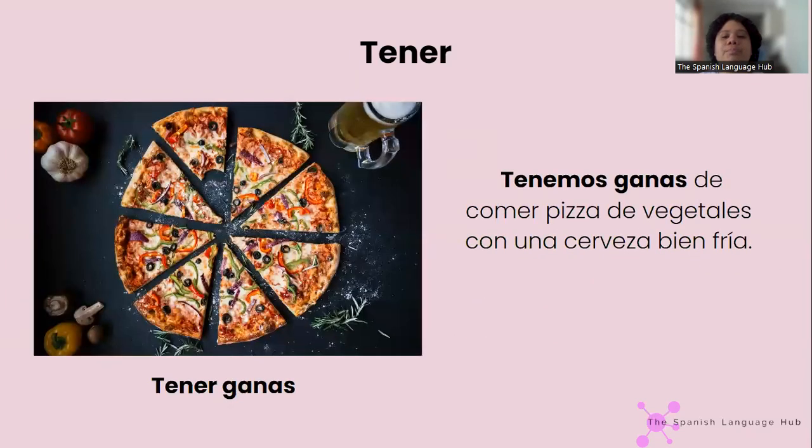Very good. Tener ganas. Tener ganas means to want to do something, or to want something, to have the craving for something, right? Tenemos ganas de comer pizza de vegetales con una cerveza bien fría. We want, or we are craving, or we desire to eat pizza with vegetables and a very cold beer.